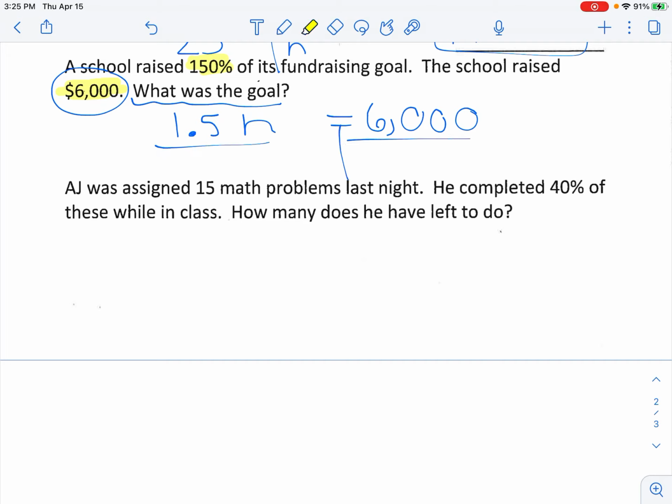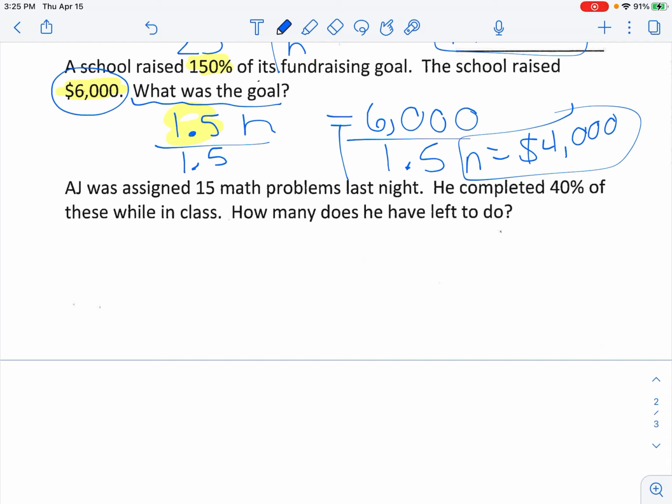Draw your mirror, identify your coefficient, divide both sides by the coefficient, go to your calculator and divide 6,000 by 1 5/10. The question was, what was the goal? And we're talking about money, so be sure and label this answer with a $ sign. N equals $4,000.